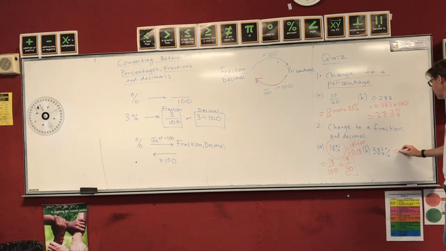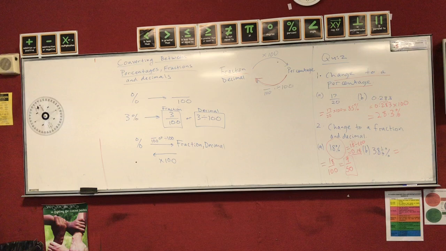Now, what about this one? I will need my calculator for this. So I'll just get my calculator out. Here we go. Now, let me have a look at this. 38.25%. I want to convert this to a fraction. So what I'm going to do is go 38.25 over 100.